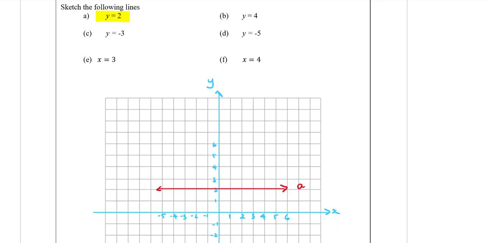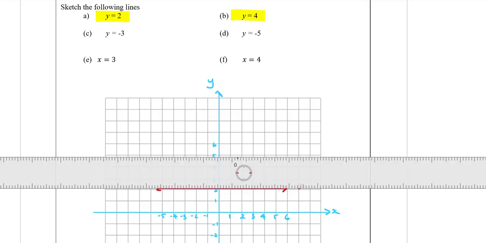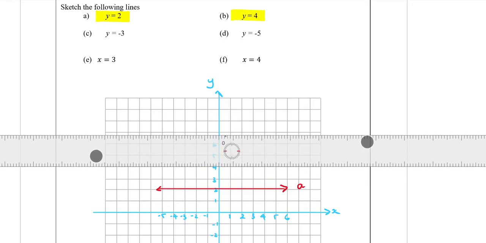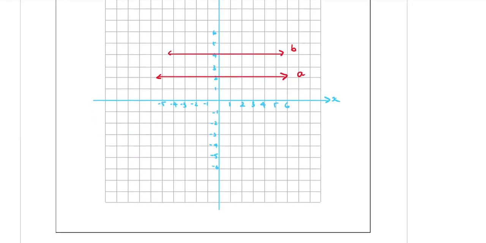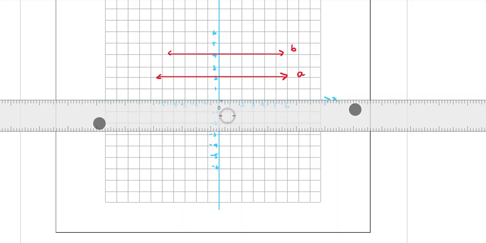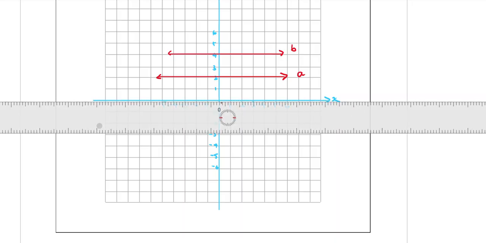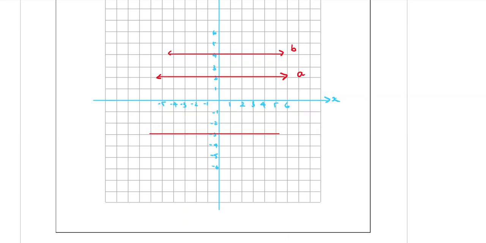It doesn't matter how long the line is, as long as it's a line, and it does have arrows on the end. Now the second one is y is equal to 4. So that's going to be going through the y-axis again, but this time at the number 4. Okay, so that is graph for B. Part C is y is equal to negative 3. So we come down to negative 3 on the y-axis, and we draw a line going through y equals negative 3.